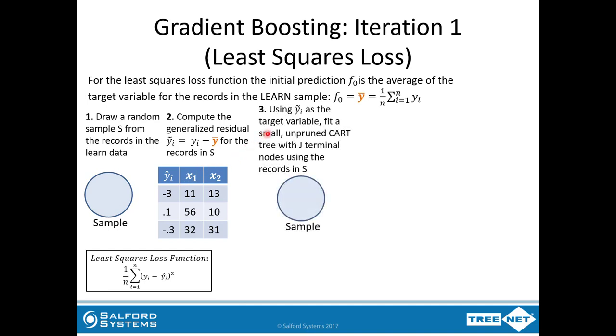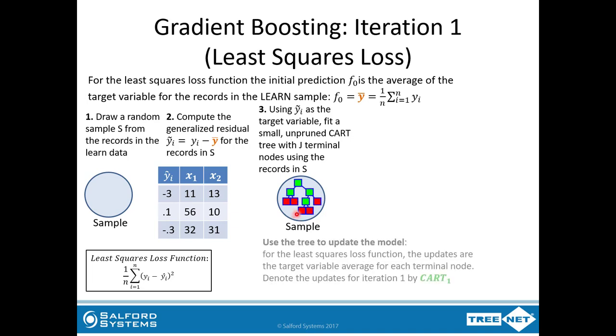Now we use this y tilde that we just calculated as the target variable. We fit a small unpruned CART tree with J terminal nodes, using the records in S, to this generalized residual. Then we use this tree to update the model. For the least squares loss, the updates are just the target variable average for each terminal node, and we'll explain what this means next. For now, just note the updates for iteration 1 by CART 1.